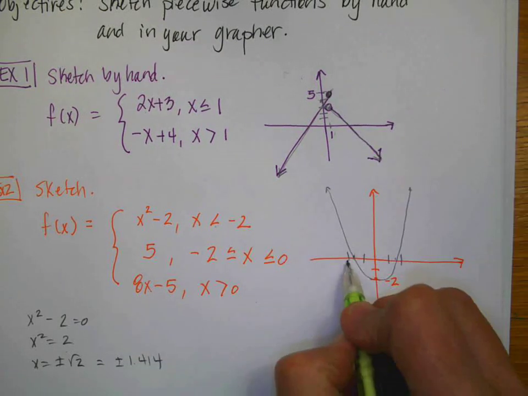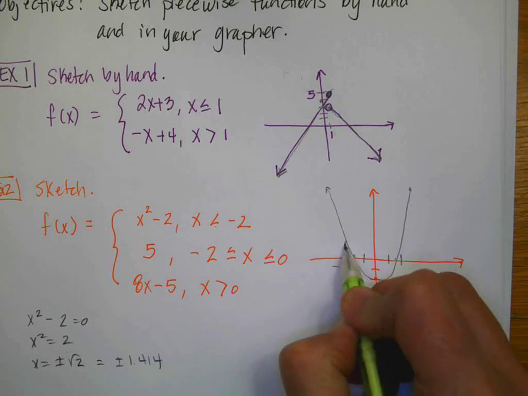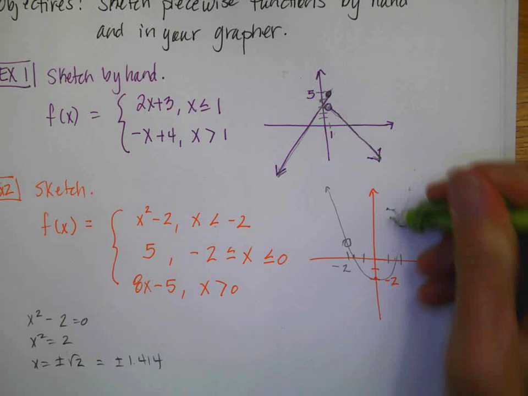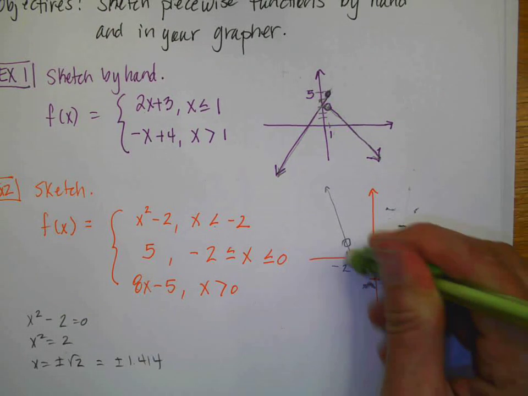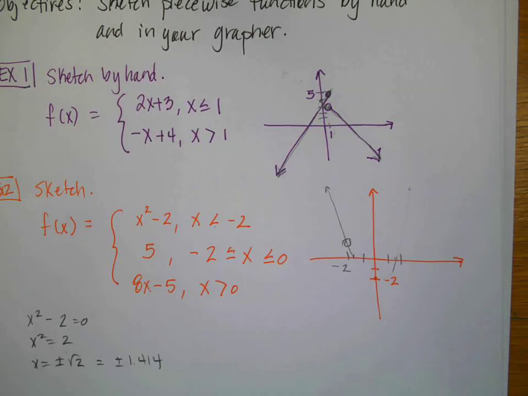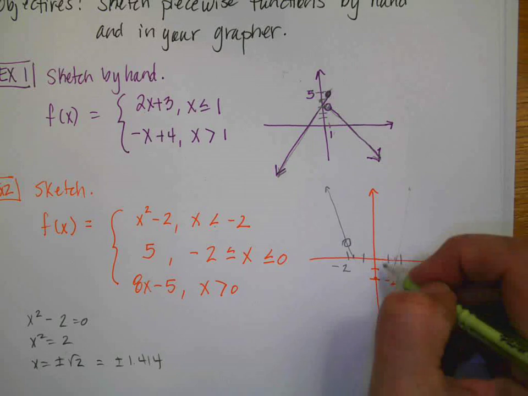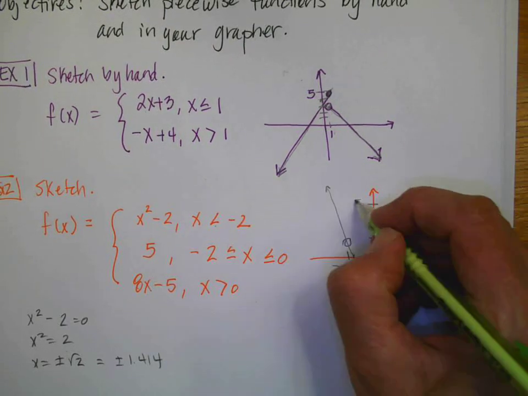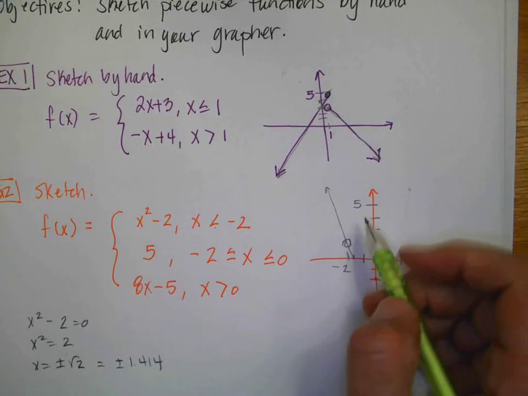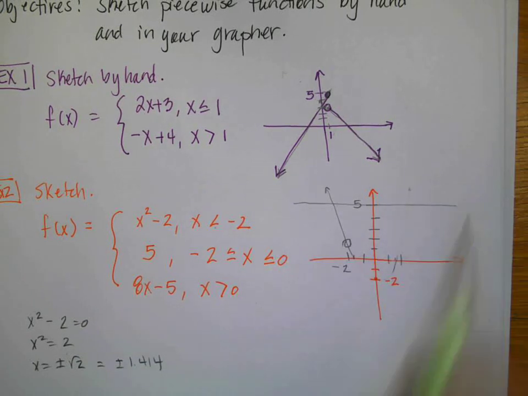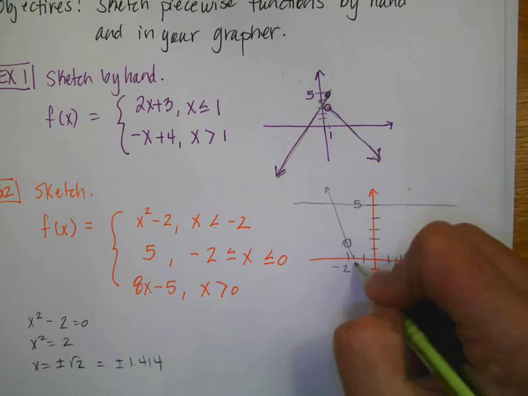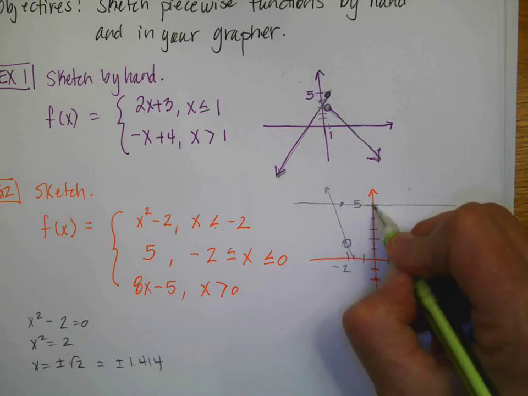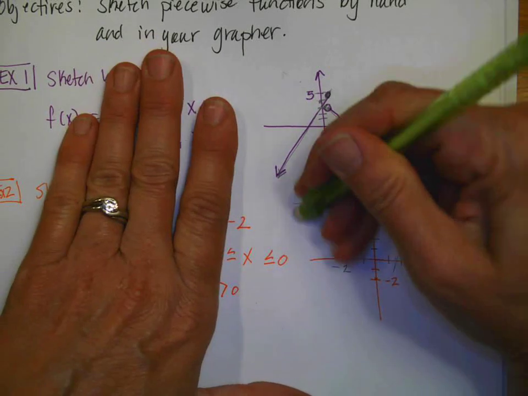It says x is less than negative 2, so here's my negative 2. So I'm going to put an open circle, and I'm going to erase all of this part. There we go. There's the first chunk. Now I have y is equal to 5, so 1, 2, 3, 4, 5. So this is a 5. And y is equal to 5 is a horizontal line. And it goes from negative 2 to 0. And the endpoints are included.